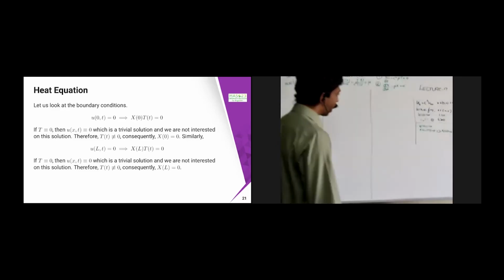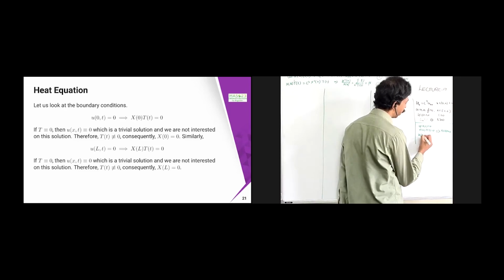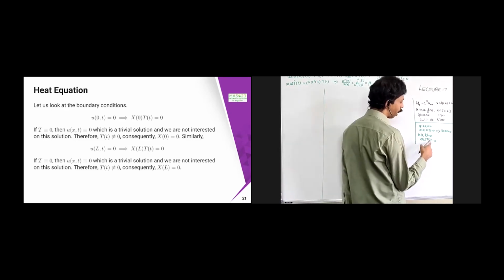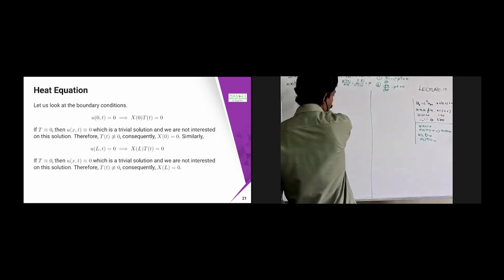Similarly, u of l comma t is equal to 0. This is going to become X of l into T of t equal to 0. But T of t is not identically 0. If T of t is equal to 0, then this is going to become 0, and I am not interested.